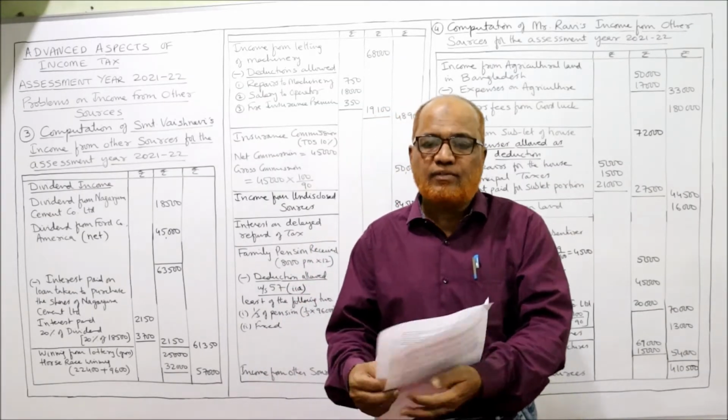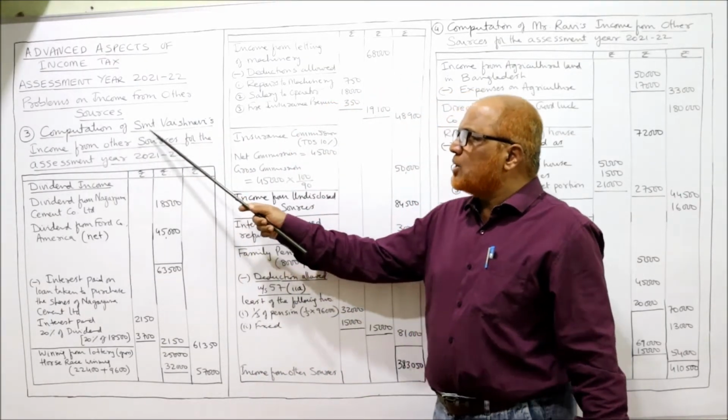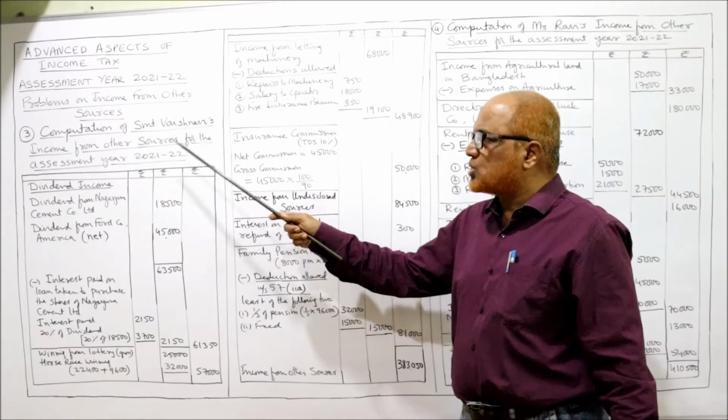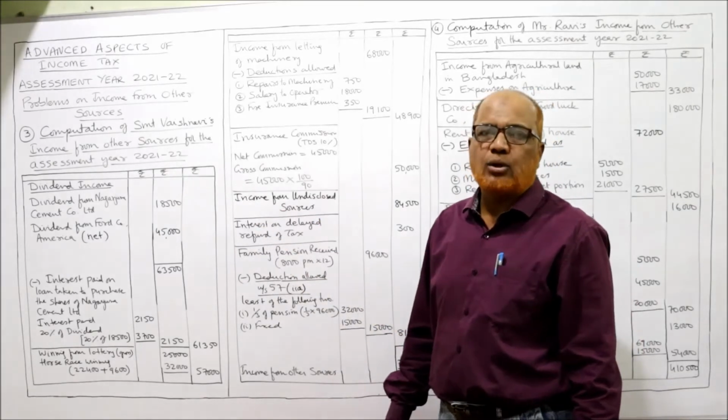Now I am going to solve the problem. How the problem solution will be like this. Computation of Srimati Vaishnavi income from other sources for the assessment year 21-22. Our current assessment year 21-22.